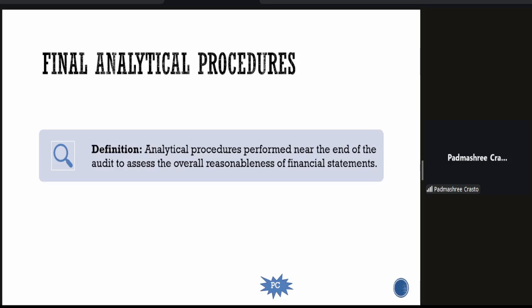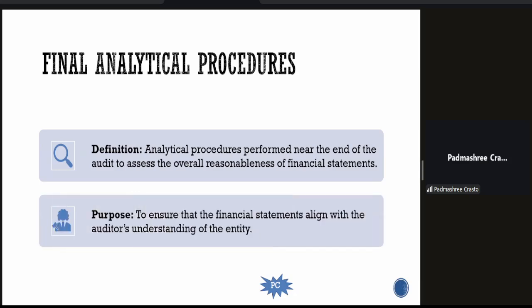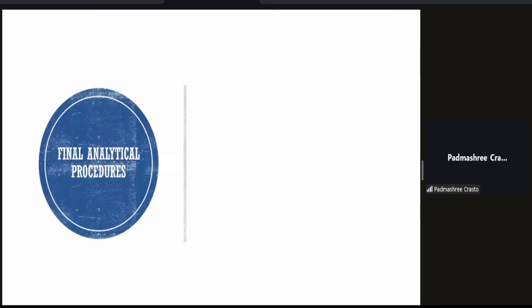So obviously the definition is more of analytical procedures performed near to the end of the audit, of the overall reasonableness of the financial statements. This is to ensure that the financial statements are aligning with the understanding of the auditor of the entity. So right from the beginning, I have been doing so many things. Is it aligning with what I'm thinking or is it not aligning with? This is the final stage where I will come and look at.